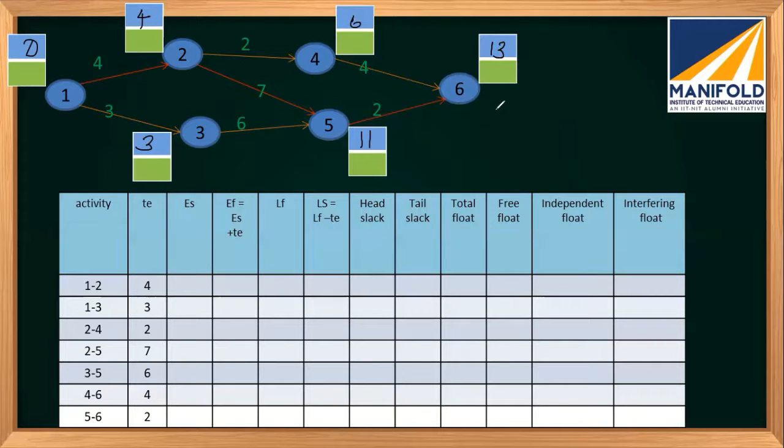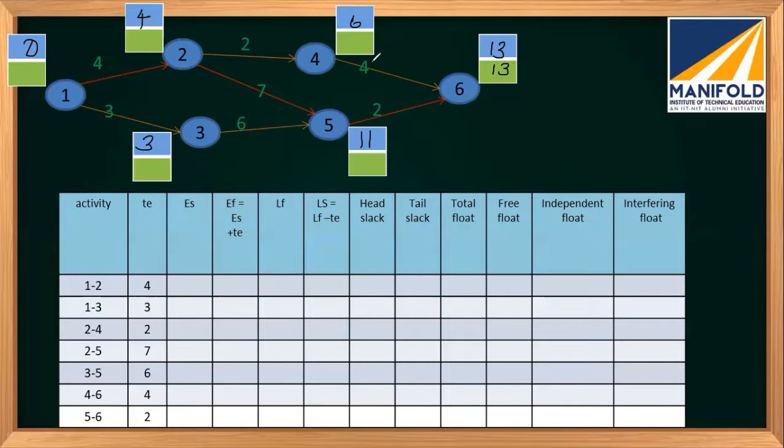Now we have to find out the latest times. For that, we will take the earliest time of the final node as the latest finishing time of the final node. So 13, the latest time, will be put as 13. This will also give you the project duration, the length of the critical path, which will be 13 hours or 13 weeks or whatever units of time we take. Now we will start the backward pass from the final node. So we will go backwards.